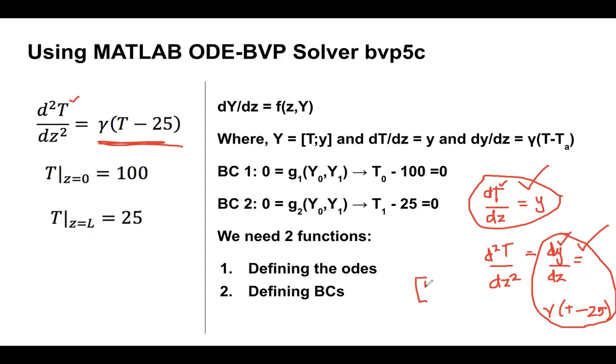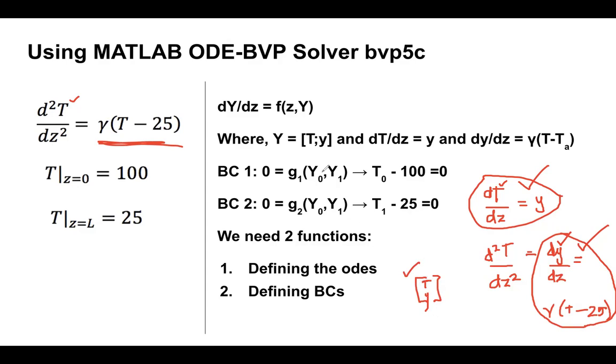From the first equation you will get temperature, and from the second equation you will be getting y, which is nothing but dT by dz. So for the time being, let me just write y here. So these are the two variables I'm looking for. T and y will be the variables I'm trying to solve for.